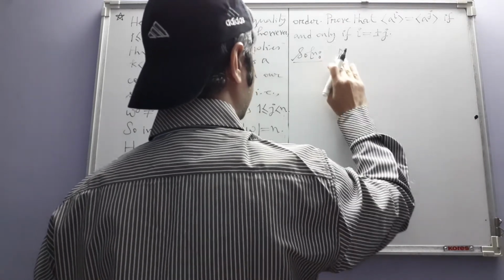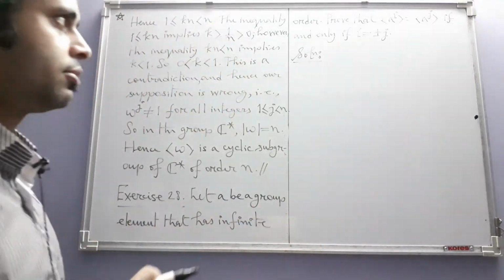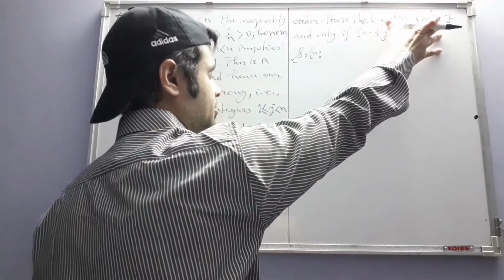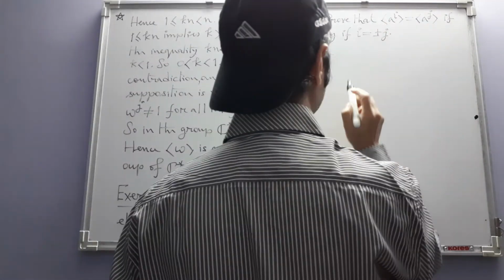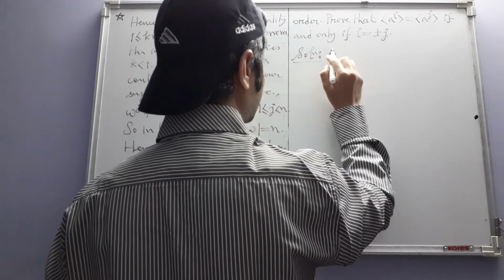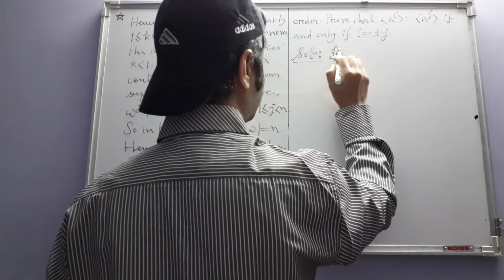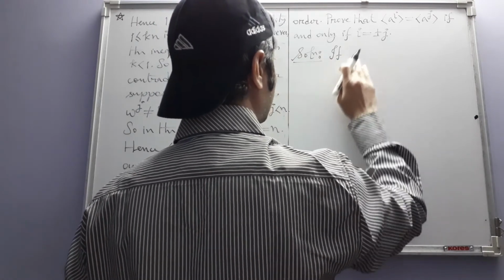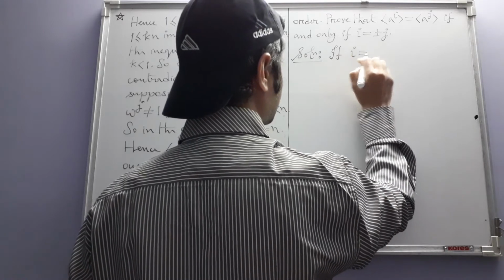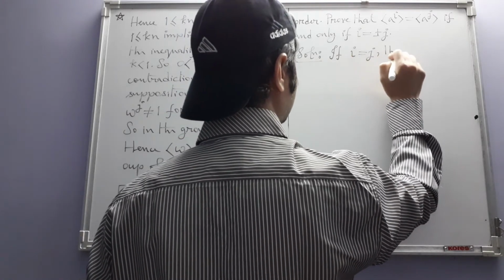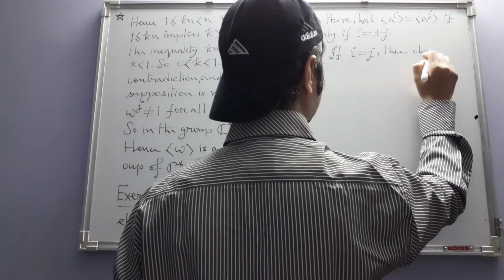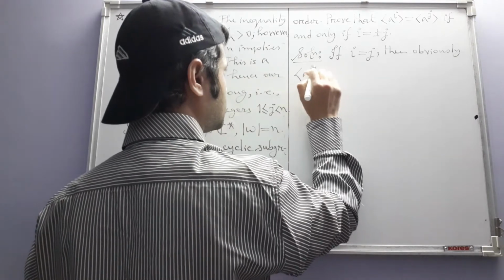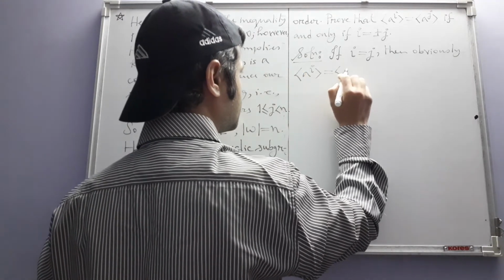Okay, so we have to prove an if and only if statement. That means there are two things to prove. If this is true, then this is true. Let us show that one because it seems easy. If i is j, then obviously the cyclic subgroups are the same because it's just one element.